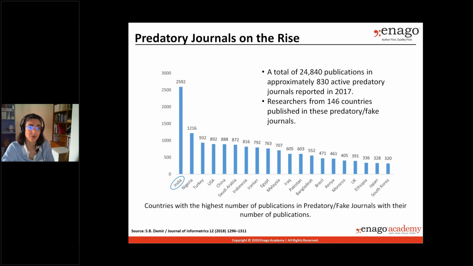In 2017 alone, a total of over 24,000 publications in approximately over 800 active predatory journals were reported. This is a very large number of publications that were published in predatory journals with all the complications and implications this has. Researchers from 146 different countries published in those predatory or fake journals. And as you can see in the diagram in this slide, a very large number of them were in India, Nigeria, Turkey, as well as multiple other countries.